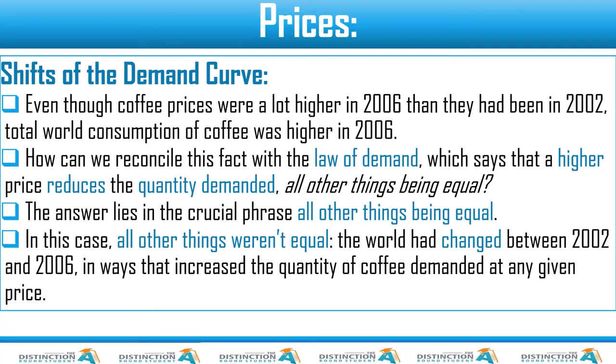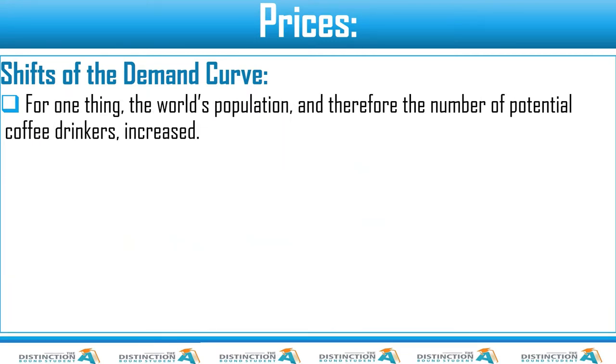The world had changed from 2002 to 2006, and so many things happened in ways that increased the quantity of coffee demanded at any given price. So basically, for one thing, the world population and therefore the number of potential coffee drinkers increased. So do you notice that the increase here is not being caused by the price?